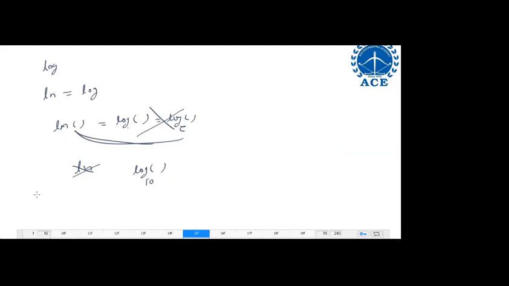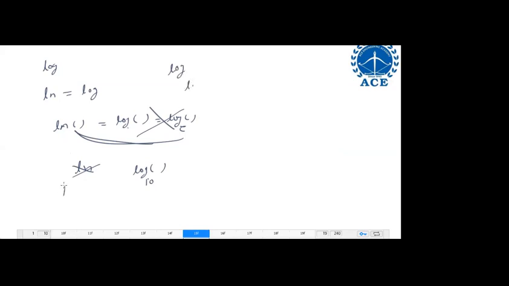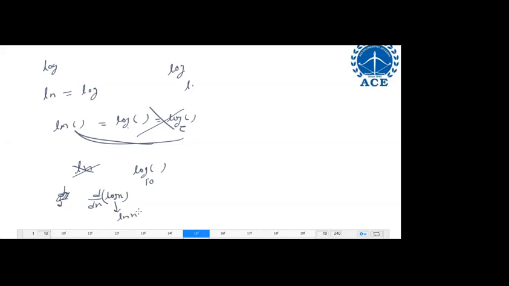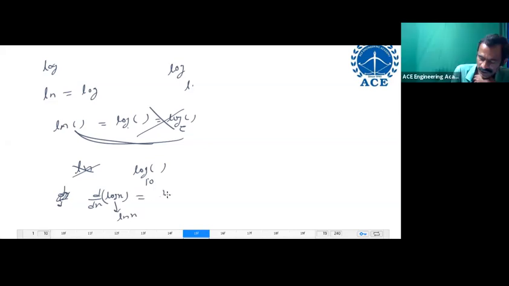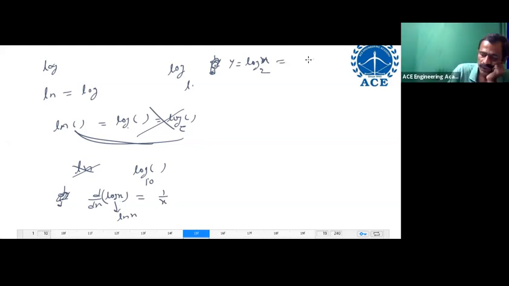So the standard formulas which we have in integration are basically log base e, unless otherwise mentioned. Suppose d by dx of log x. Actually, it is ln x, based on base e only. So its derivative is 1 by x. Suppose you are asked to find the derivative of a function like y equal to log x to the base 2. Directly we don't have a formula. We have the formula only for base e. So we convert this to base e: log x by log 2.